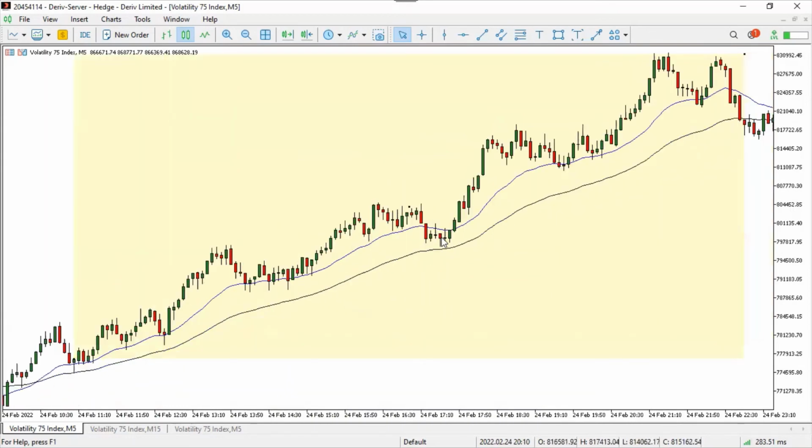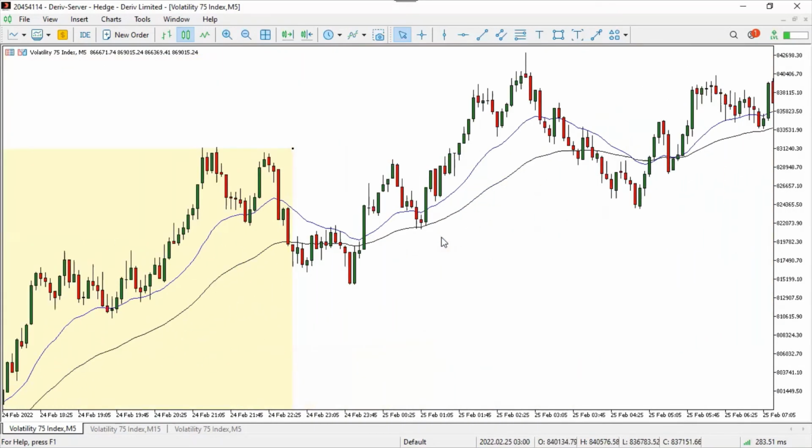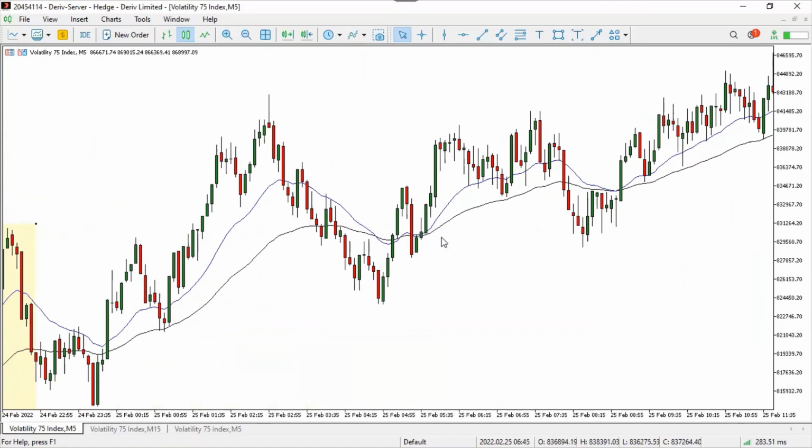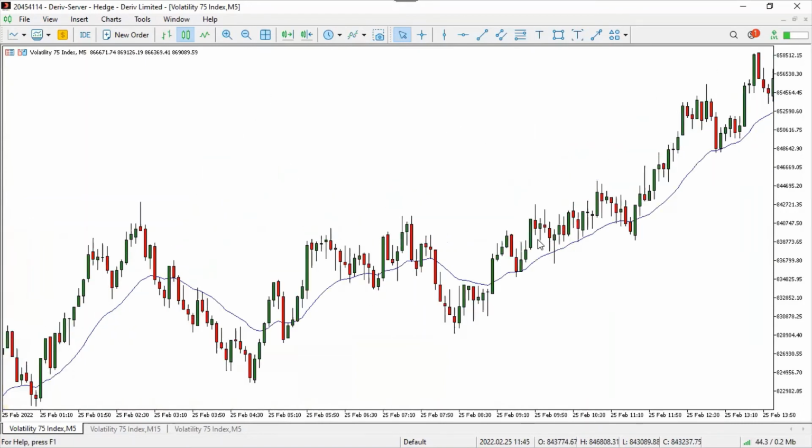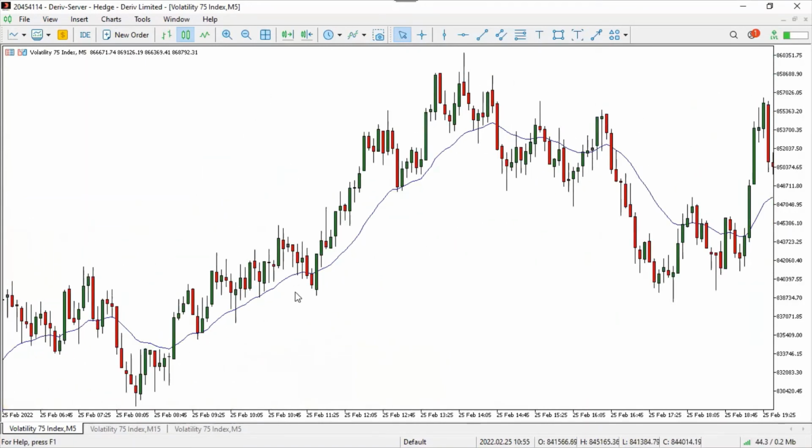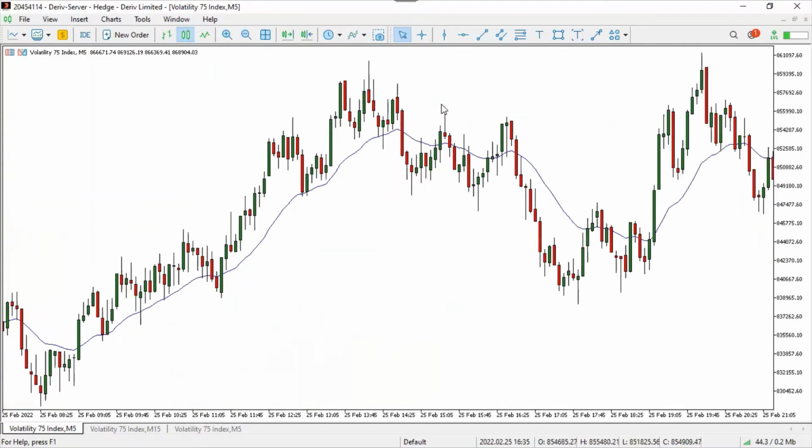When price is above it, you look for buy. When price is below it, you look for sell. Let's delete moving average 50 so that you see what I'm saying clearly. When you can see price return to it, you look for buy. Touch it, buy.